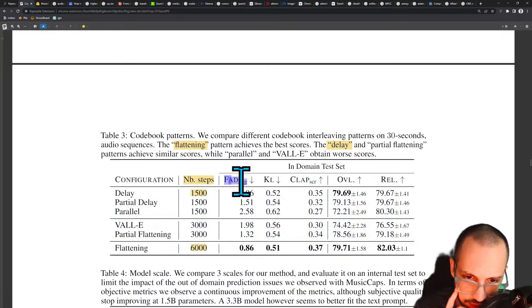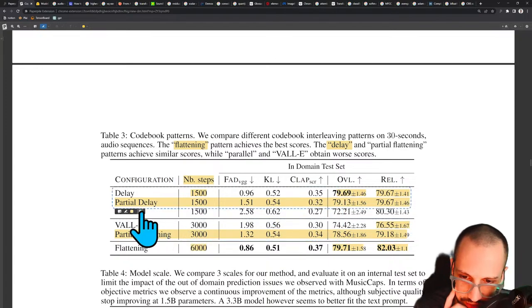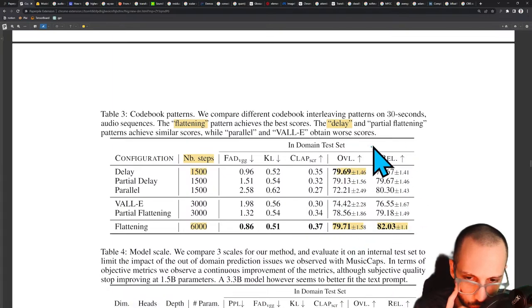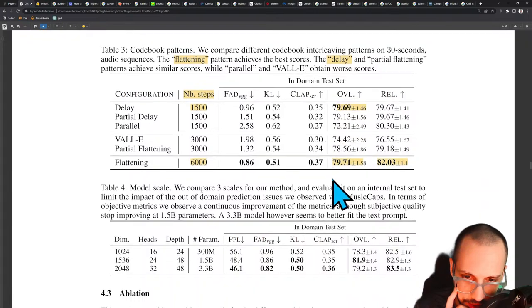I'm not even going to look at these numbers. I'm going to look at these ones here. And it kind of seems like it doesn't matter at all. All these numbers are basically the same. 76, 79, 80, 79, 79, 79. Yeah, it's kind of a wash to me. I don't think any of this matters. These numbers are all the same.